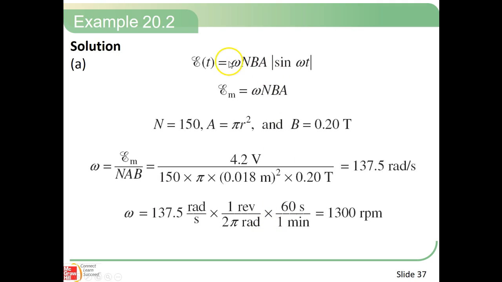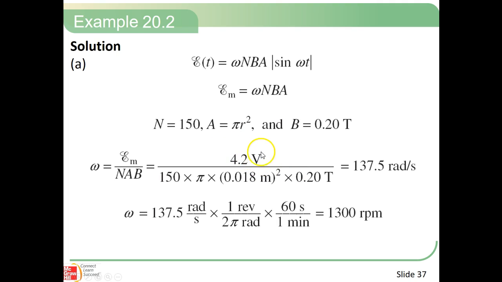So for letter A, here's our basic equation. We'll see that the sine of omega t does drop out. And so here we have E of M is just omega NBA. We know the number of turns is 150. The area is pi r squared, and the magnetic field is 0.2 Tesla. So at this point, we need to find out what is this angular frequency or angular speed.